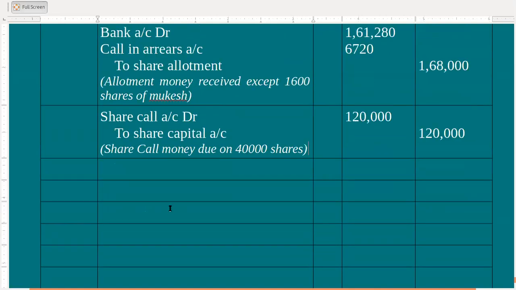Okay, fine. Now, on receipt, what will be the journal entry? Hafiz, can you say that one? On receipt, what will be the journal entry? Bank account debtor to share call account. We are receiving all the amount.